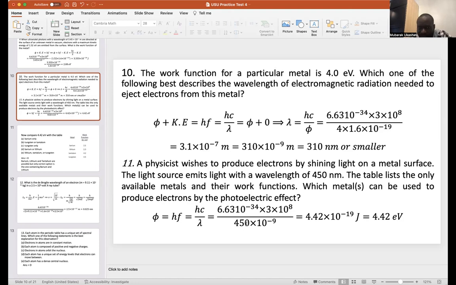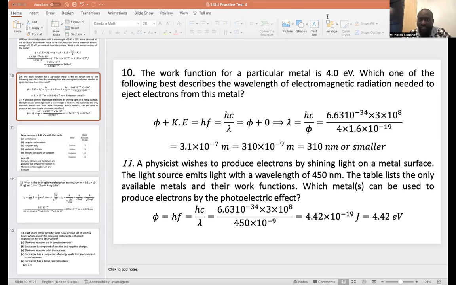I put the lambda in here, 4 nanometers. I get 4.42 times 10 to the power minus 19 joules divided by 1.6 times 10 to the power minus 19 to get electron volts. It just gives me 4.4, about 1.6 times 10 to the power minus 19. Actually, I think I missed something here. I didn't divide, I just divided by 1 times 10 to the power minus 19. So it's actually supposed to be divided by 1.6 times 10 to the power minus 19.